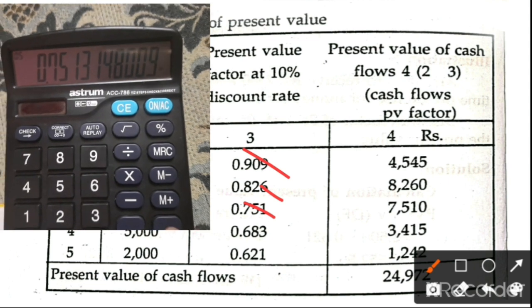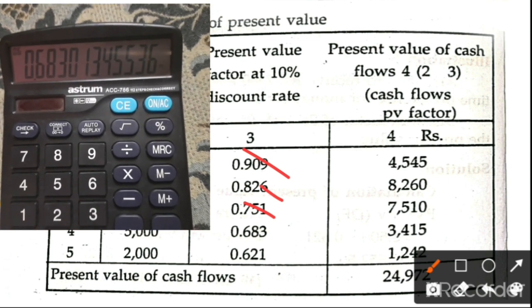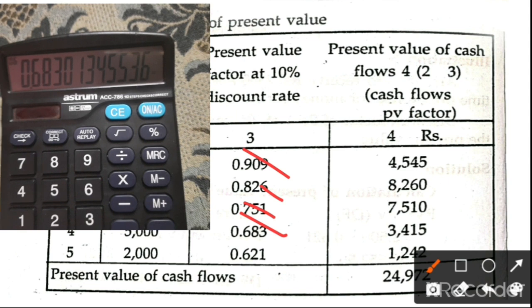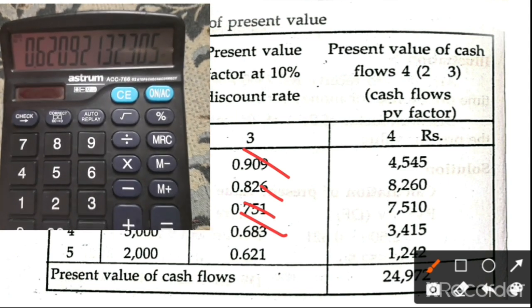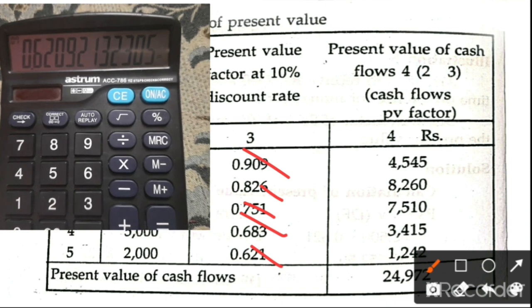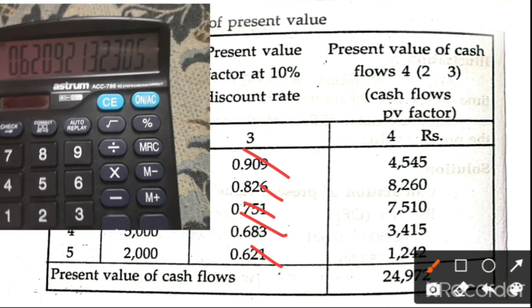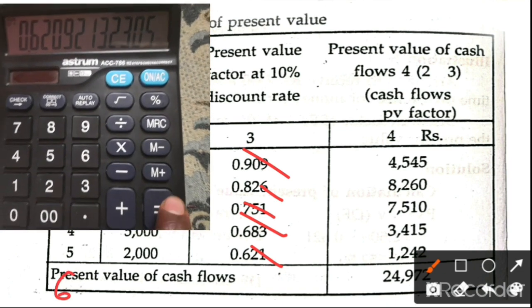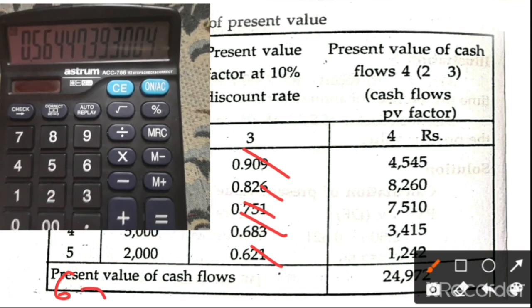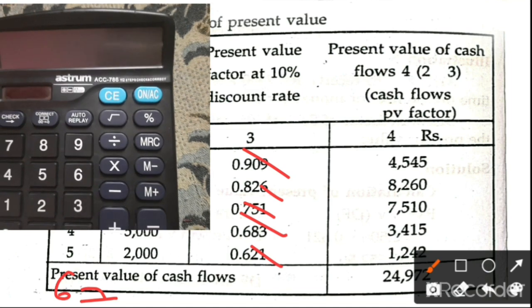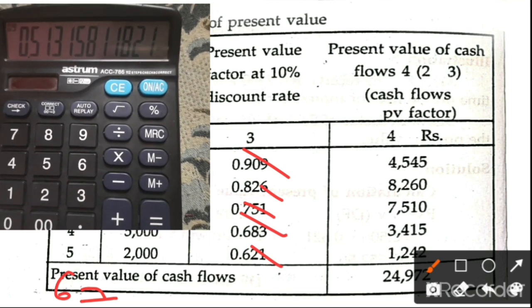Next year, again we put the equal sign: the fourth year is 0.683. Next, again putting the equal sign, it becomes 0.621. So 5 years is sufficient. If we want to calculate the 6th year, again we put the equal sign, and for the 7th year, again the equal sign. Is it clear? You just keep putting the equal sign.